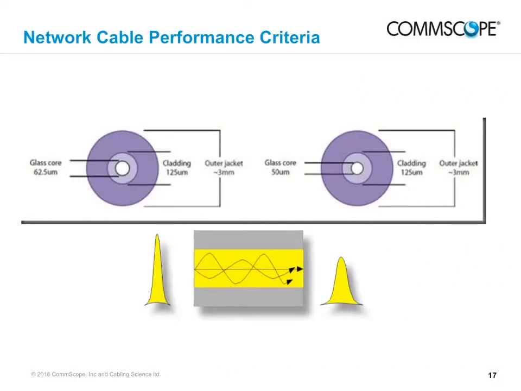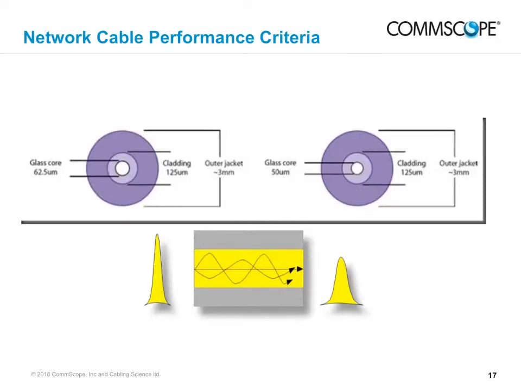As with twisted pair, optical fiber performance is affected by bandwidth and attenuation. These are key factors in performance standards. Let's look at bandwidth first. Multimode fibers have core diameters of either 50 or 62.5 microns. They propagate light over two standard wavelengths, 850 and 1300 nanometers.